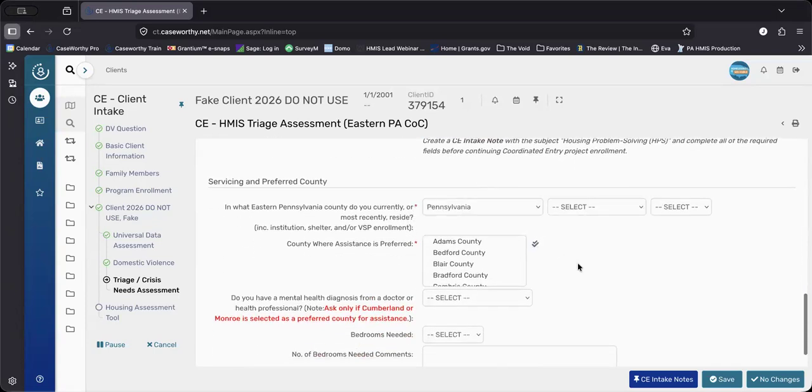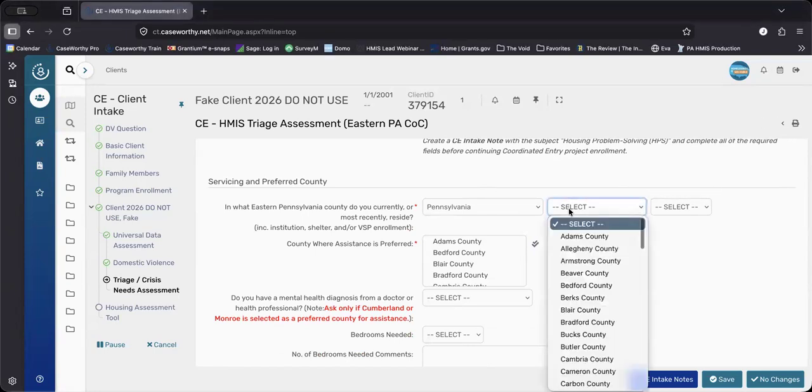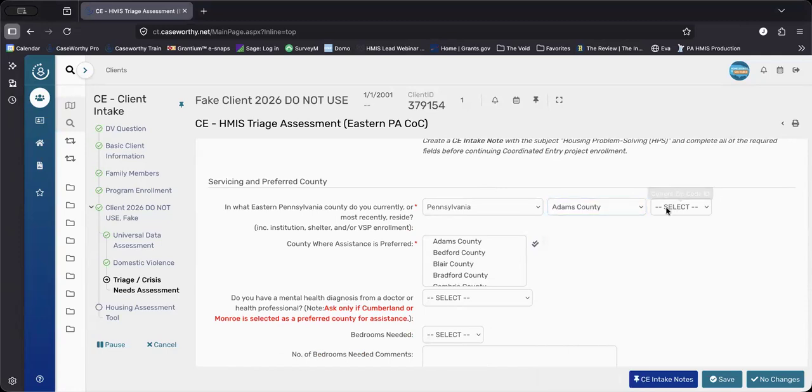Under servicing and preferred county, this is where we reconfirm the household's current county of residence. This information should have been recorded in the basic client profile, but we ask that you redocument it here. And then crucially, county where assistance is preferred is a question about whether the head of household and the household are willing to relocate to other counties in our CoC network where there may be housing and services available that are not available in their own current county of residence.